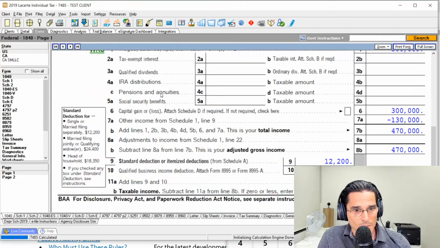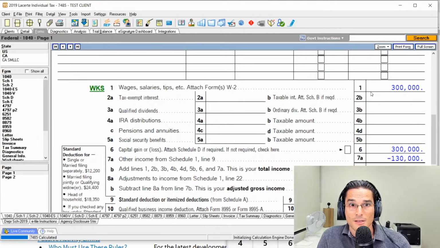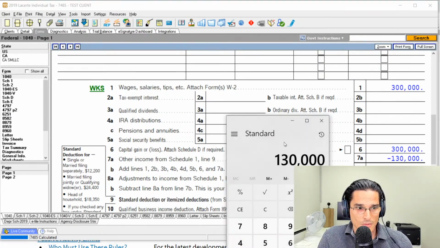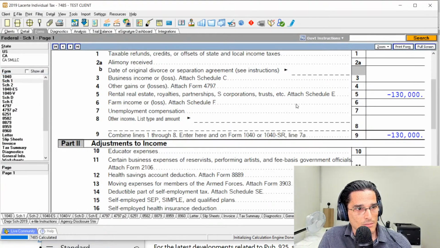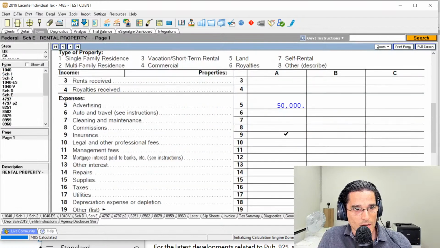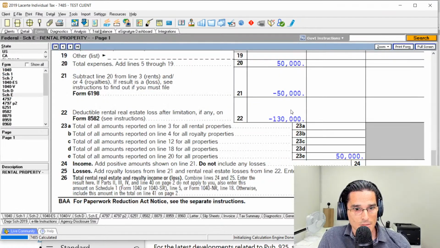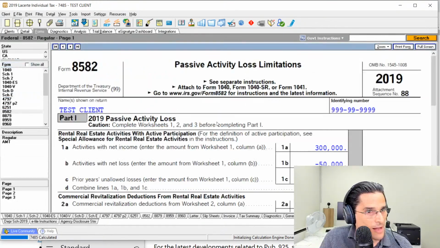There's going to be a lot of different numbers here now, but we want to focus on the fact that there's still $300,000 in wages. Other income is showing negative $130,000. All right, which is a familiar number because we just calculated that. All right, so let's go to Schedule 1. We see that there's that negative $130,000 from Schedule E. Let's go there. All right, and we have the $50,000 loss that we're being allowed. And here, we're still seeing that there's amounts coming through from Form 8582. So let's take a look at that.